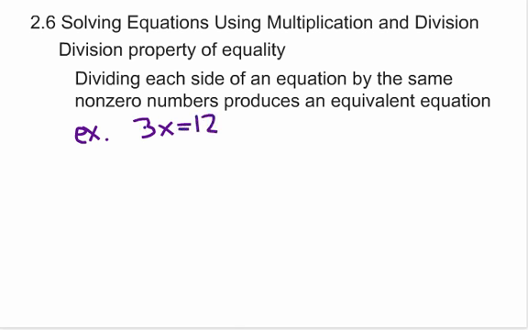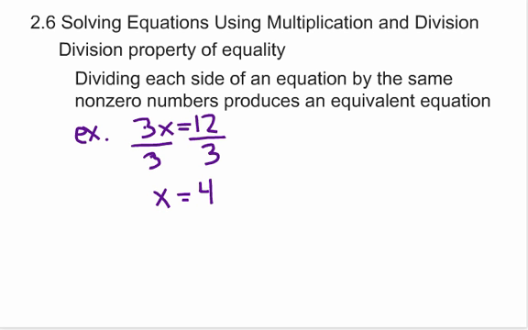Okay, 3x equals 12. We're going to divide both sides of the equation by the same number, so we're going to do it by 3. 3x divided by 3 is the same as 3 divided by 3 times x. 3 divided by 3 is 1, so it's 1x. We don't usually write out 1x, do we? What do we write instead of 1x? Well, the 1 is implied, so we just write out x. And then 12 divided by 3, which is 4, so x equals 4.